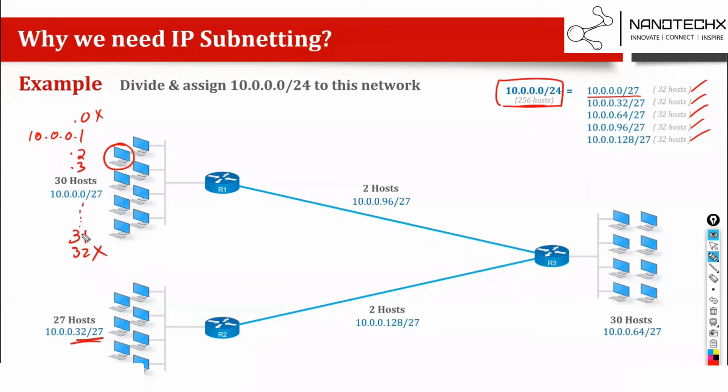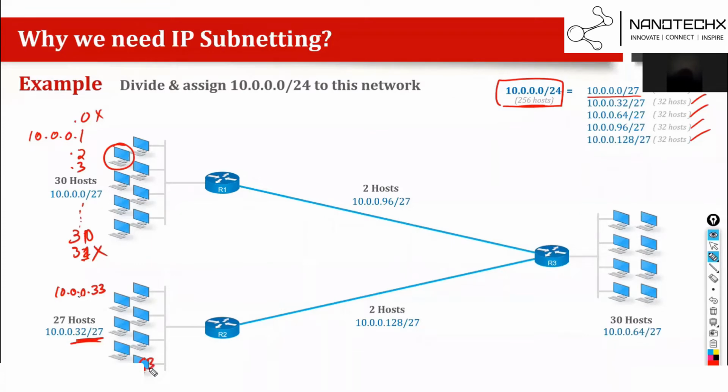Then the next phase will start. So the second phase will be 10.0.0.32. The first computer in this network will be 10.0.0.33, then .34, .35, .36, and the last computer will be up to .62, with .63 as the broadcast. Then we go to this network. So it is starting from .64.